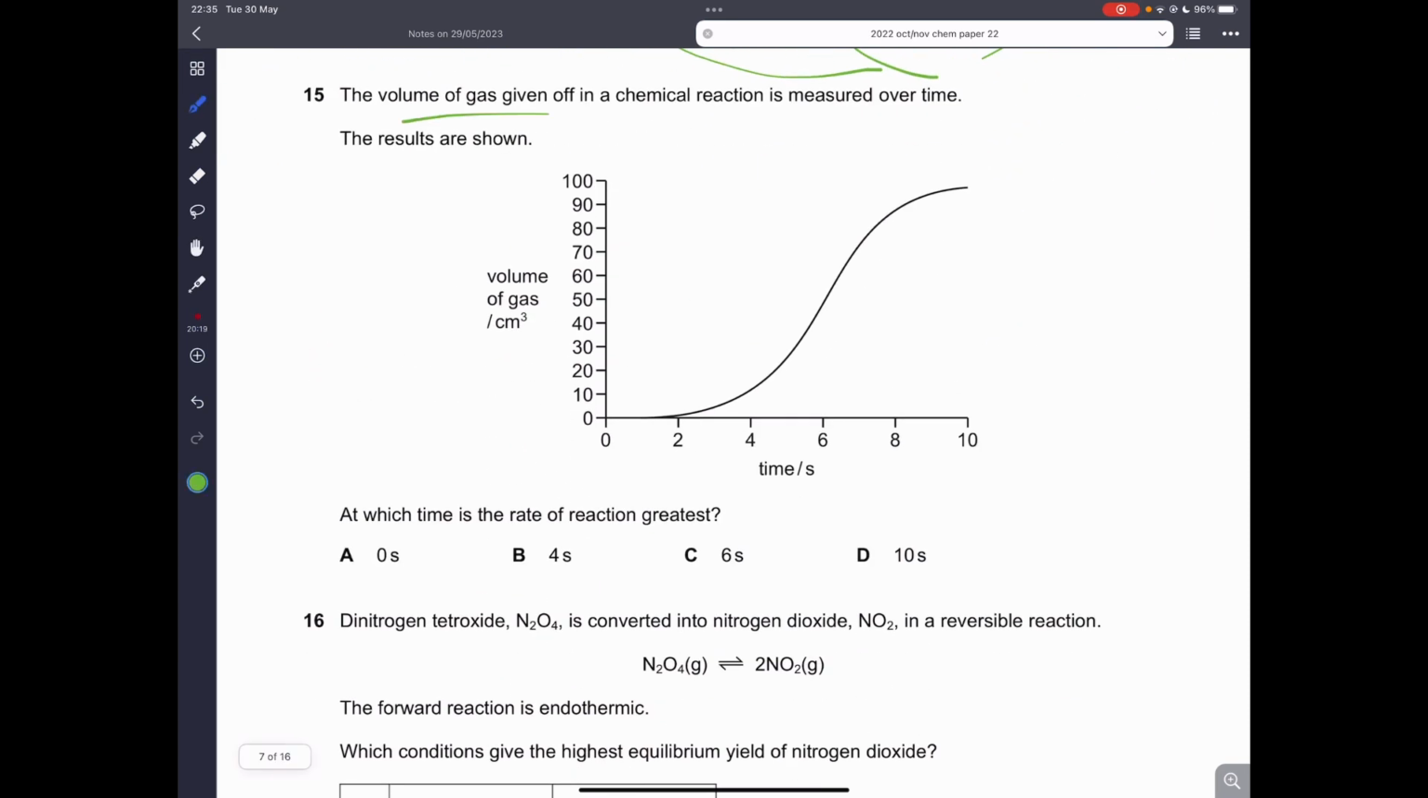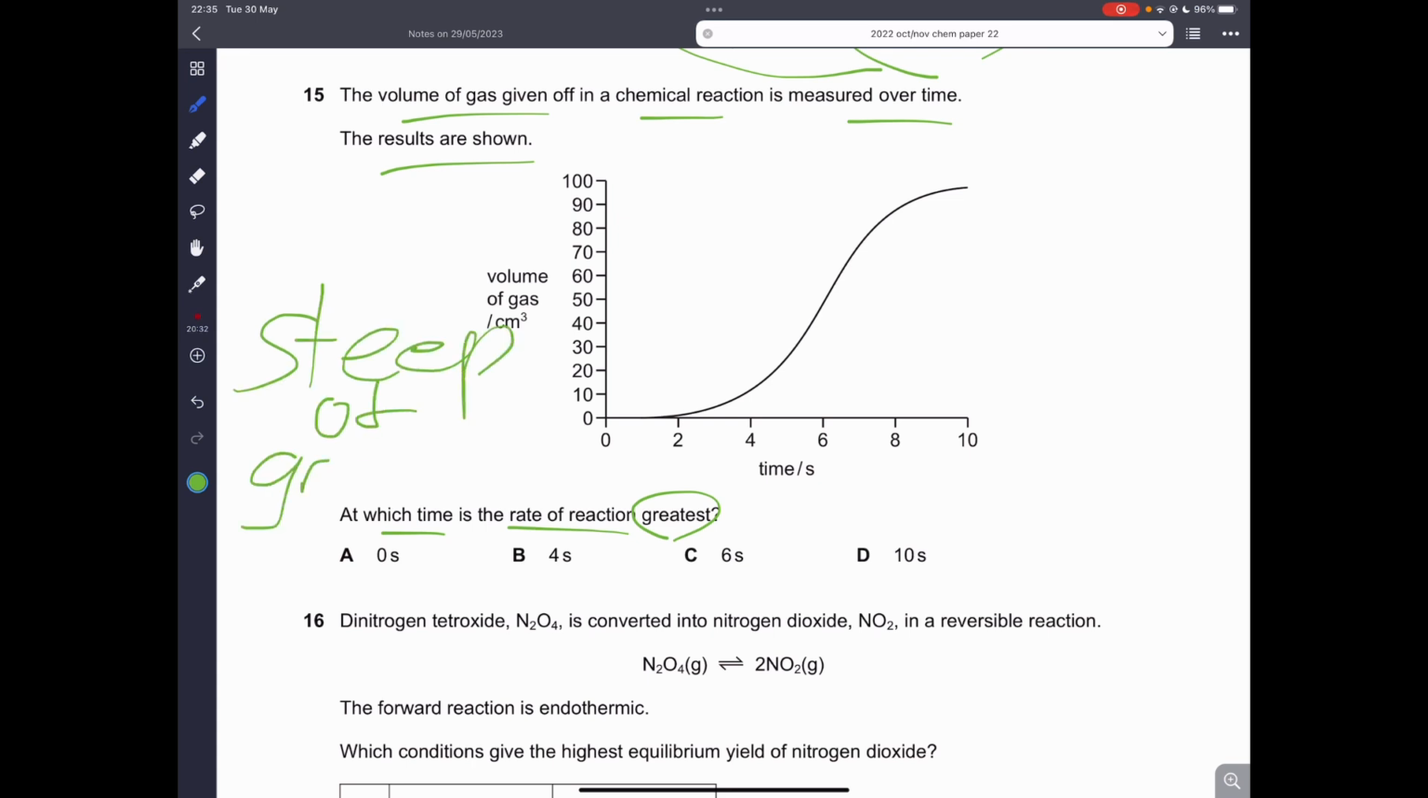15. The volume of gas given off in a chemical reaction is measured over time. The results are shown. At which time is the rate of reaction greatest? Well, now we just have to look at the steepness of the graph. If we look here, the 6 seconds is the steepest. This is not that steep. This is also not that steep. So this is the steepest. So it is 6 seconds.